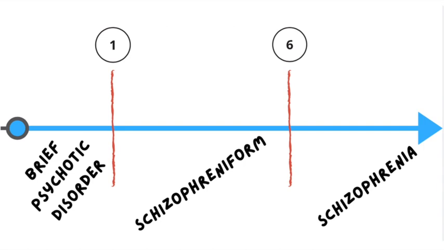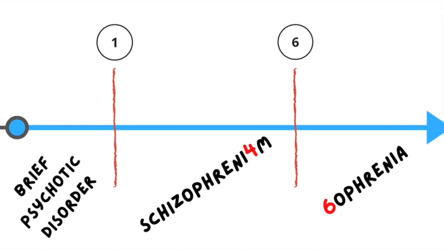This is very high yield. So pause the video and memorize this, because knowing timelines like this for your exam is very high yield. An easy way to remember the times is with their names. Brief psychotic disorder should let you know it's less than 1 month. The form in schizophreniform kind of sounds like the number 4, which is less than 6 but greater than 1. So that lets you know the timing of the symptoms for schizophreniform.